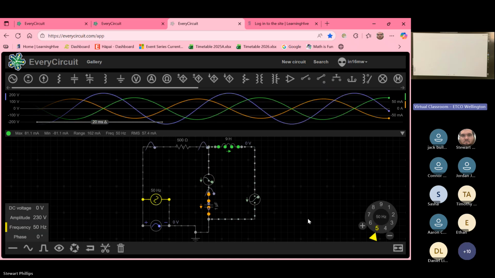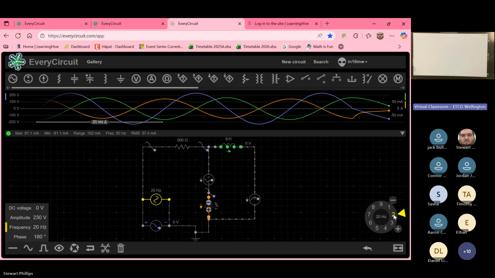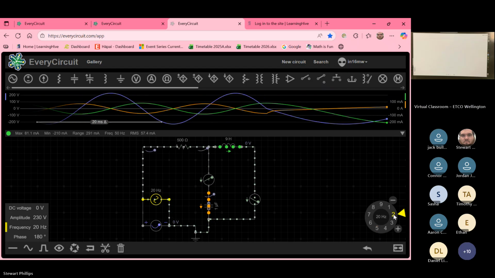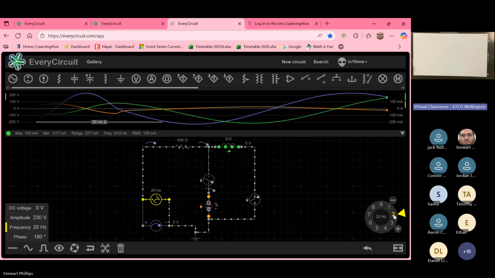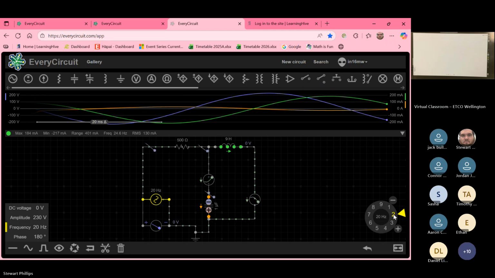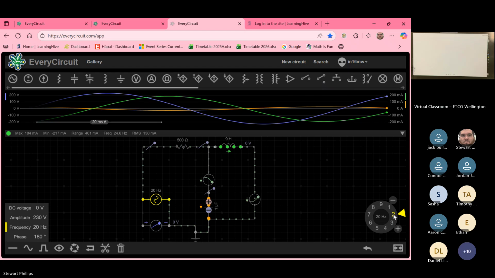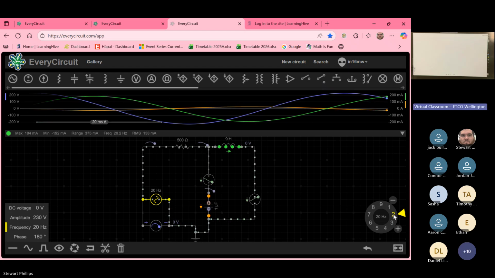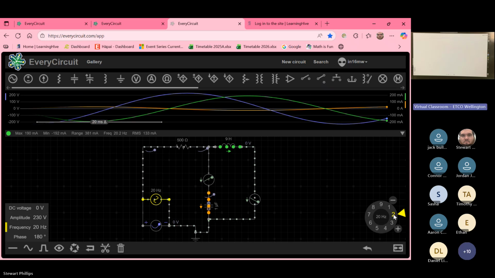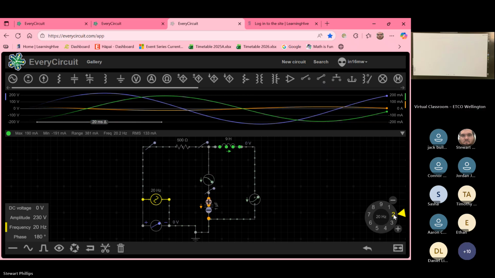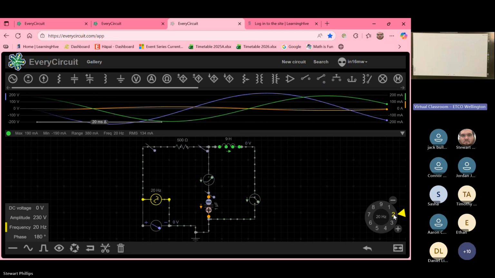So I can change the frequency. If I decrease the frequency to 20 hertz, you notice the inductive current doesn't have as big of an amplitude. It's hanging around less than 100 milliamps, whereas the current in the capacitor has dropped quite a bit because it is more reactive.